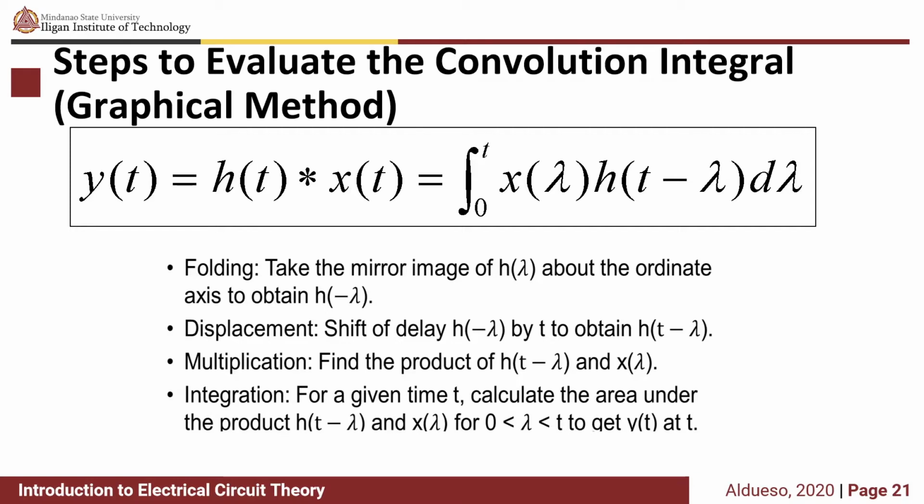The first is folding. So we choose one signal to fold, and then displacement, so shift or delay, and then multiplication, so find the product of the two signals and then integrate for a given time t to get the y of t at that certain range of t.